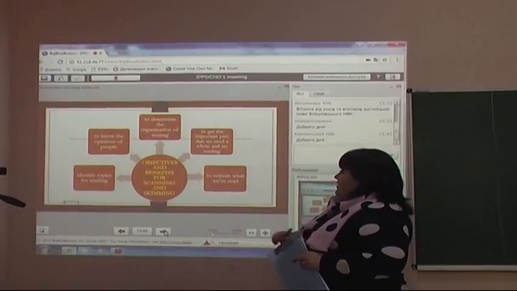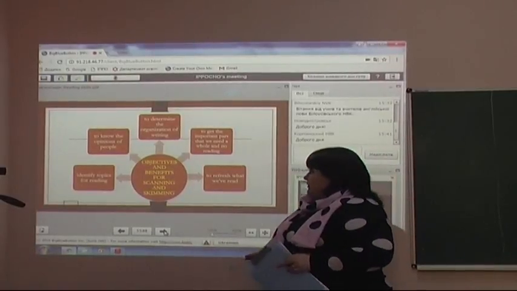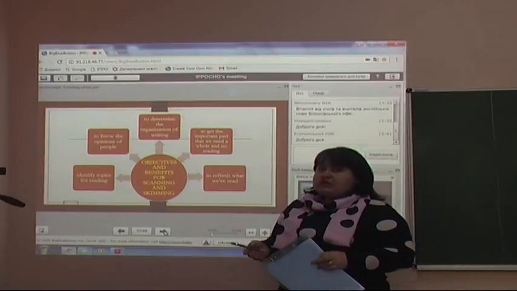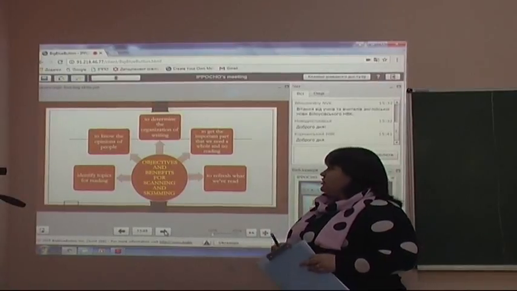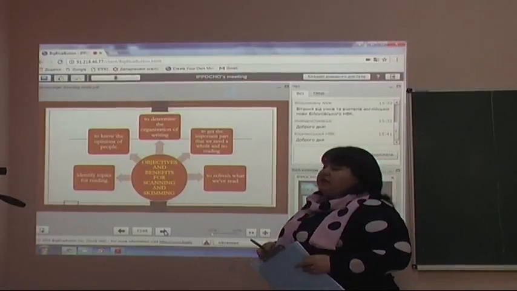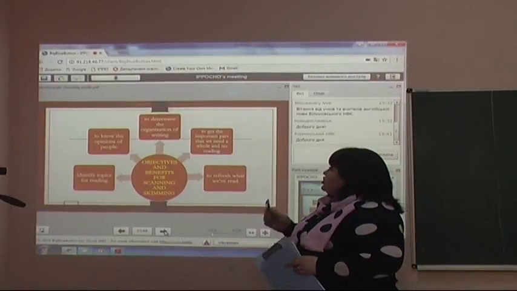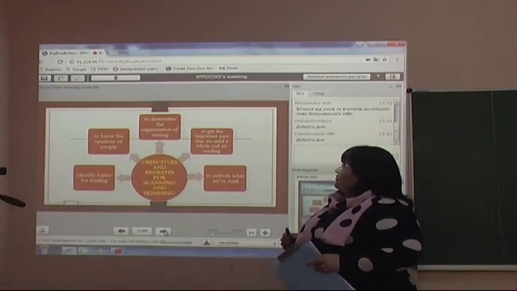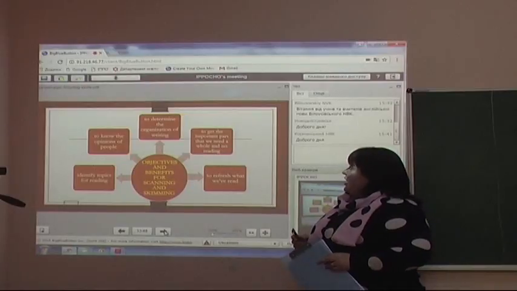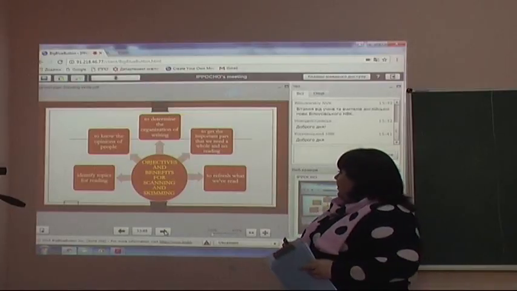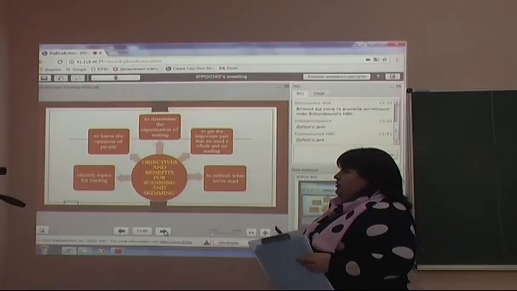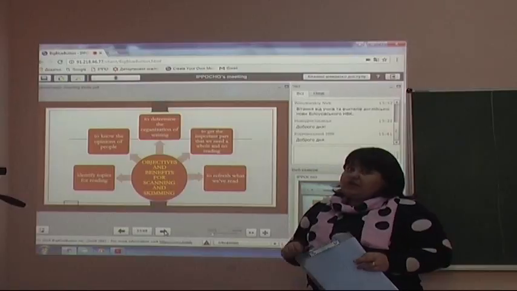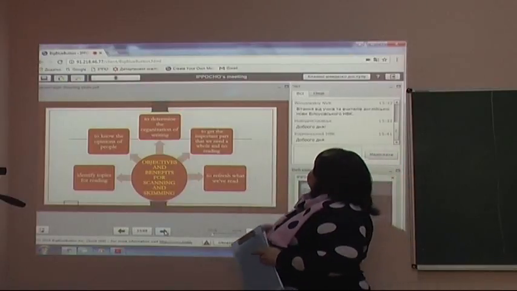So, the objectives and benefits of scanning and skimming. First, identify topics for reading. Just try to understand what you are going to read about. To know the opinions of people and to determine the organization of writing. Also, it's very important to get the important part that we need, as a whole and not reading. And the last one, but not the least, to refresh what we've read. Just come back very quickly.